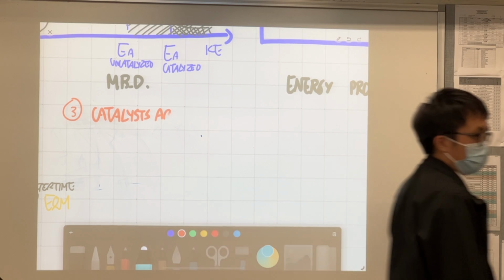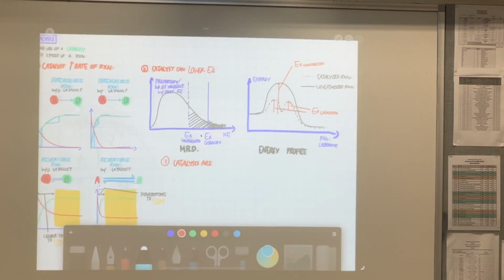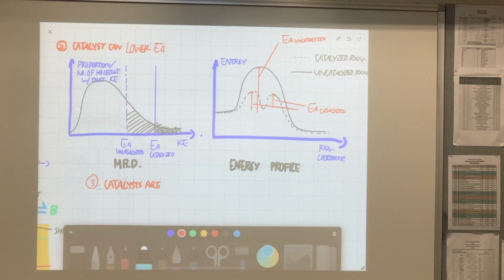Did you mix up the Maxwell-Boltzmann, the capital on the left? Oh, right. A clarification: EA catalyzed should be on the left, my bad. Typo. I don't know what I'm writing, but you know what I mean.